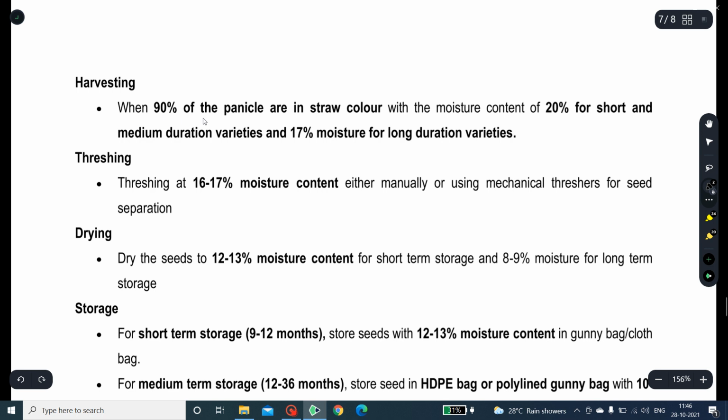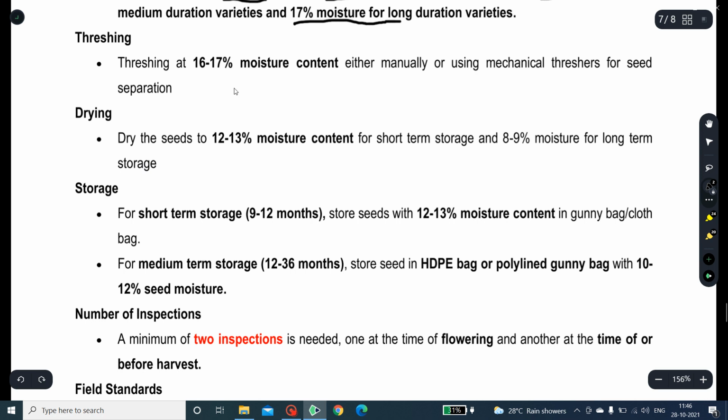is done when 90% of the panicles are straw in color, with moisture content of 20% for short and medium duration varieties and 17% moisture for long duration varieties. Threshing is done at 16 to 17% moisture content, either manually or using mechanical threshers for seed separation.